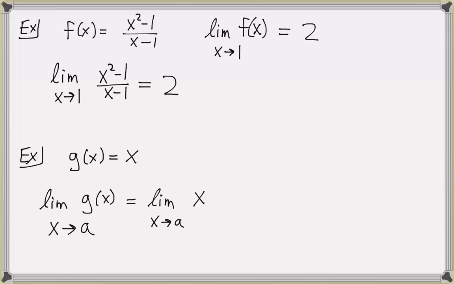So the answer to this, if this was a limit question, this would have to equal the number a, no matter what a is. For any real number a, the limit of x as x approaches a would have to equal a. So I can substitute any number in for a that I'd like. So for example, what is the limit of g of x as x approaches 5? Well, as x approaches 5, the limit of x will be 5.